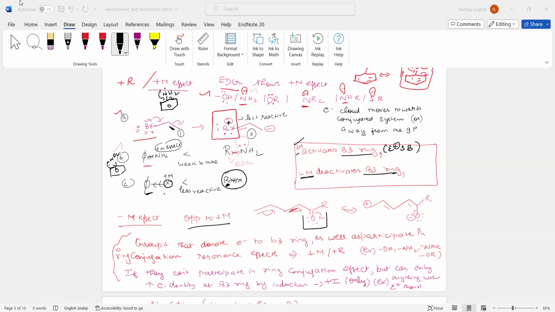Maybe you are confused with the words weak base and that arrow mark there. I just gave the heading as basicity.